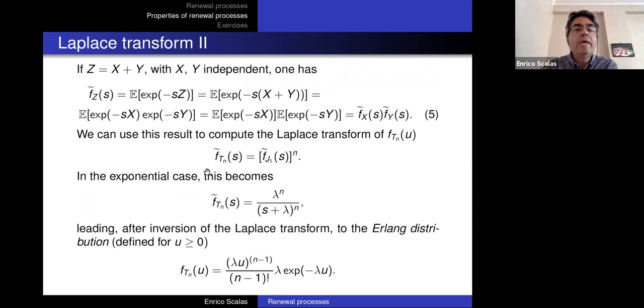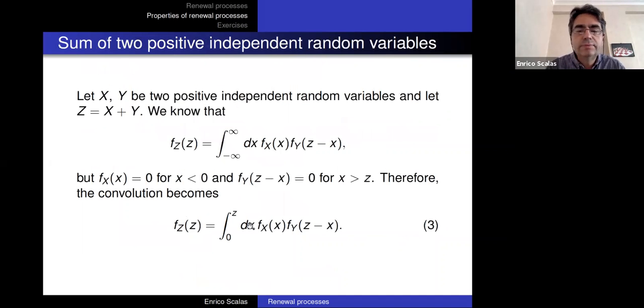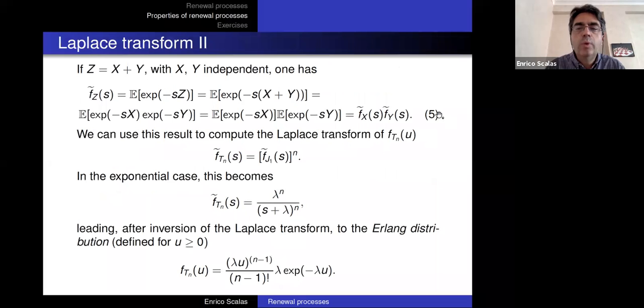Now, we have seen that if you consider the sum of two independent random variables, the characteristic function is the product of the characteristic functions of the random variables. Similarly, given the properties of the exponential function, you get the same for the Laplace transform. So in the end, the Laplace transform of this convolution, 3, will be given by 5, so the product of the Laplace transforms of the two summands.